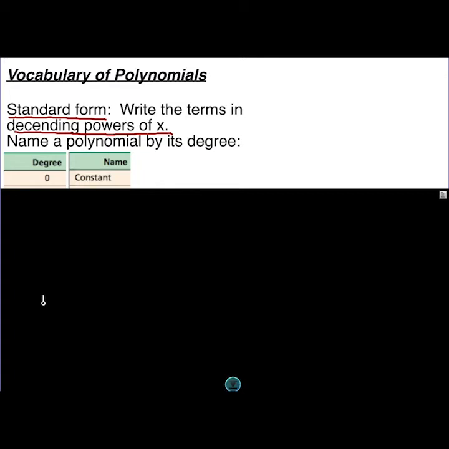And here are the different names. If it has degree 0, we call it a constant. Let me show you an example of a polynomial with degree 0. 3. 3 is a polynomial with degree 0. Why?